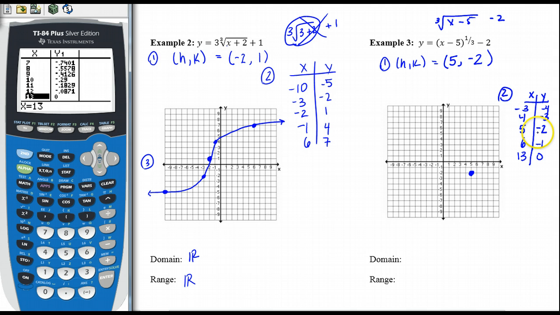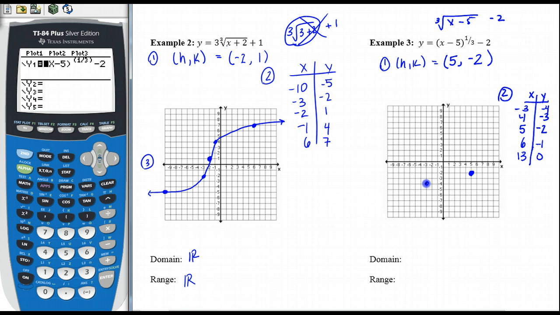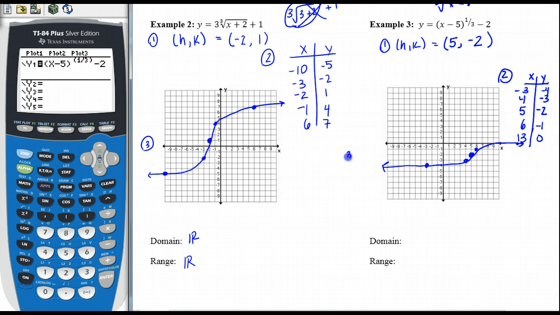Alrighty, so your table should look just like mine. Double check that and make sure that you typed it in correctly into your calculator. And then plotting is really easy. So negative 3, negative 4, 4, negative 3, 6, negative 1, and then 13, 0 is something over here. So again, left to right, make that graph, which is step 3.